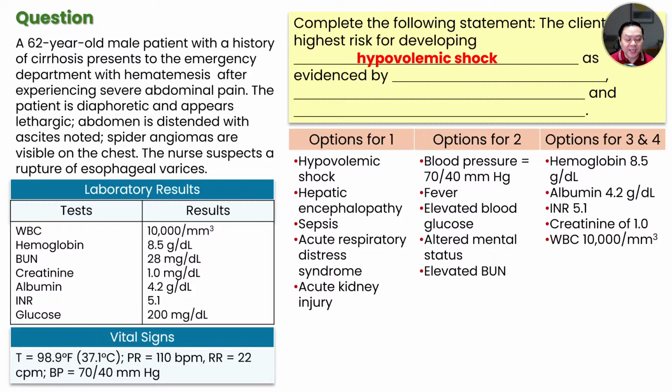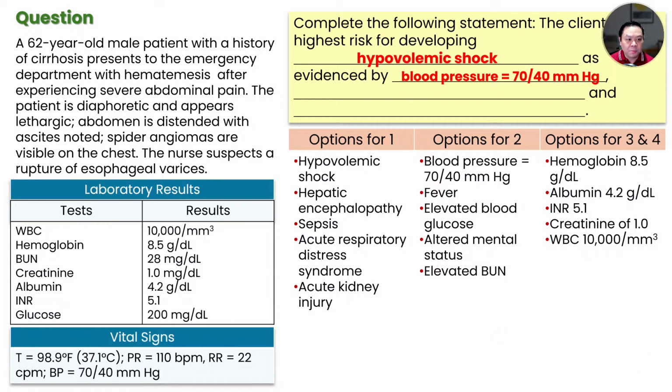Especially during a hypovolemic shock. But this is not the one that we're looking for around this time. So the second blank, which is the evidence, would be the blood pressure of 70 over 40 mmHg. That is what we are seeing in our patient's vital signs. The low blood pressure is a critical indicator of hypovolemic shock because of the significant blood loss, and it signifies that there is inadequate circulation and perfusion to the vital organs.